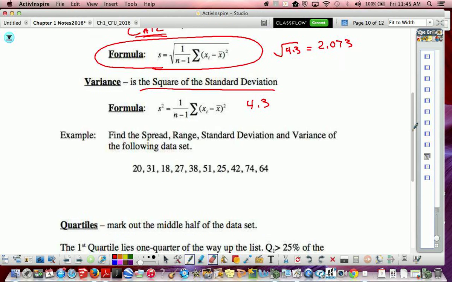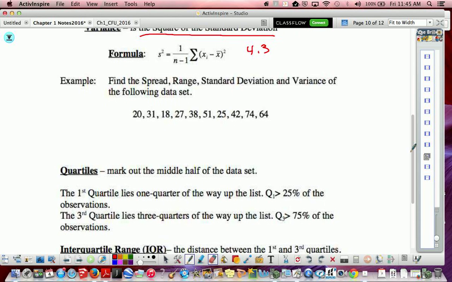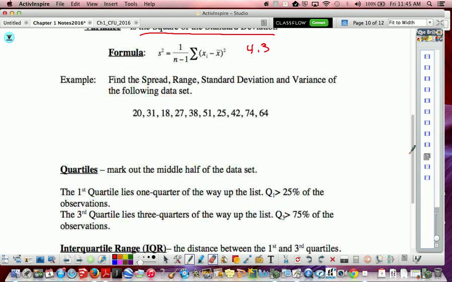So, just for some quick practice, I want you to type in this data list in list 1. And I want you to find the spread, the range, standard deviation, and variance of this data set. Ready, set, go.